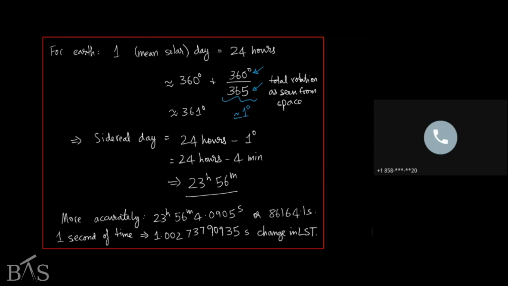So for the Earth to face the sun again, in the same position, for the same point on the Earth to face the sun again, the Earth has to actually rotate 361 degrees.